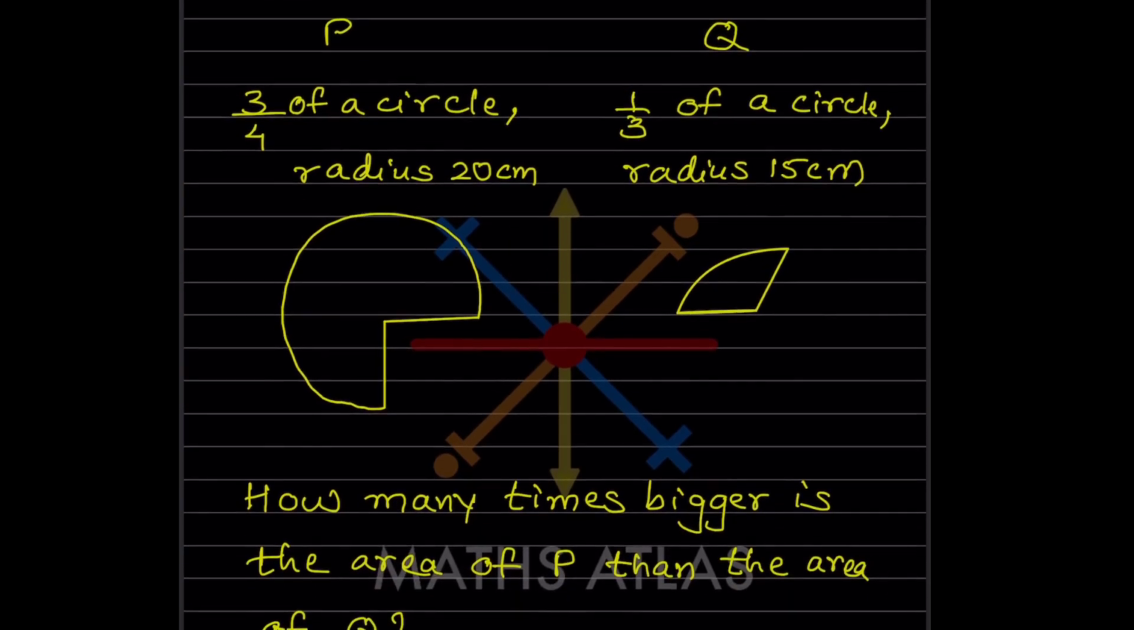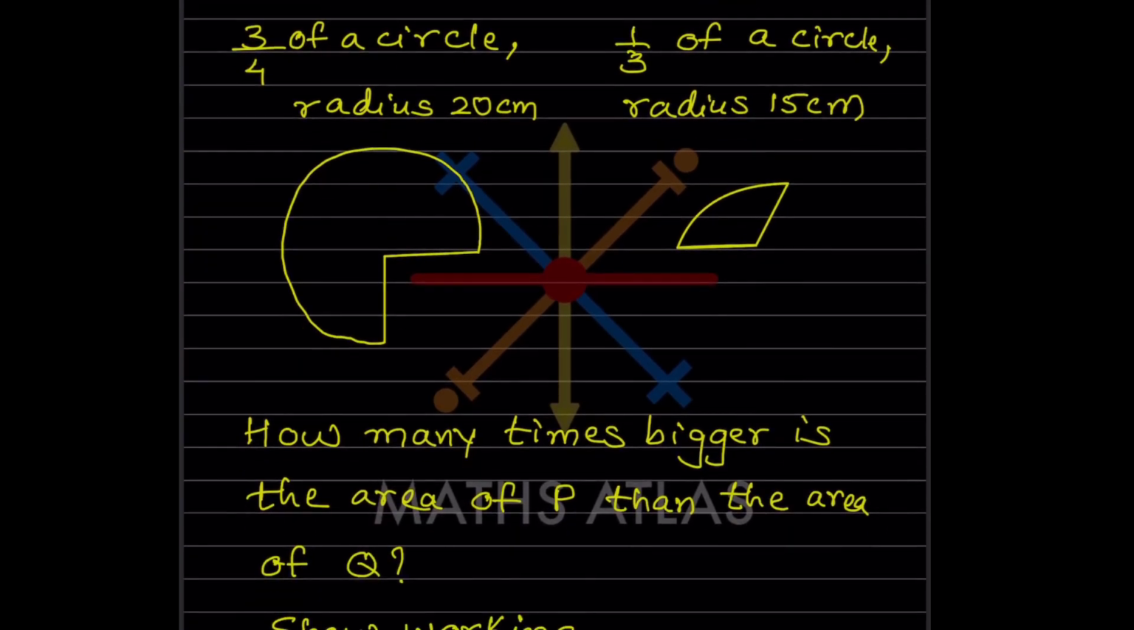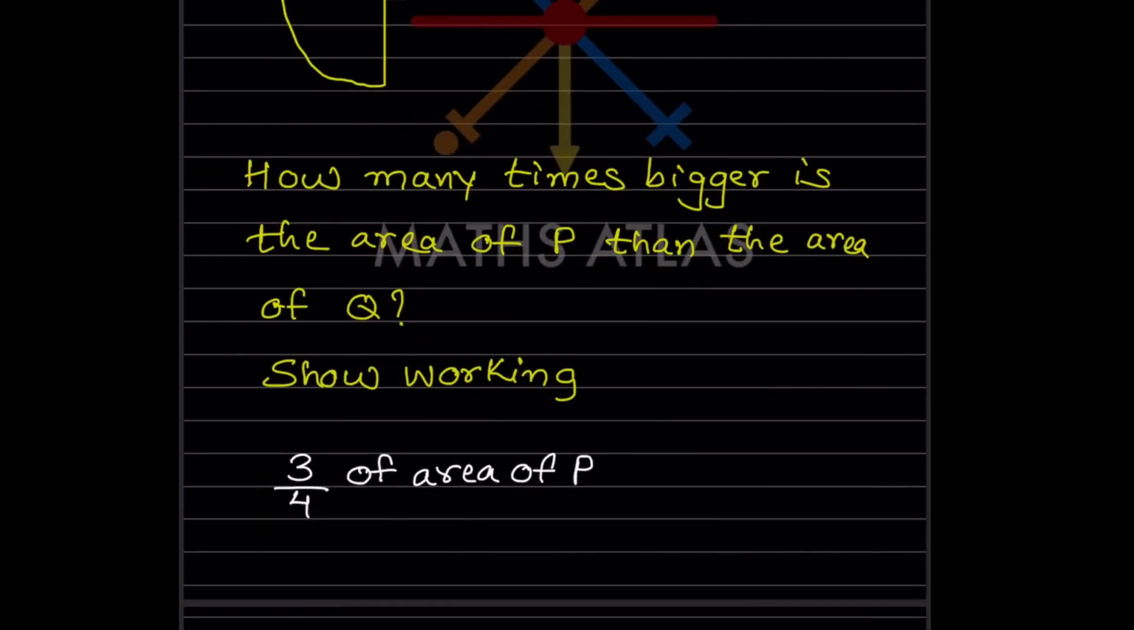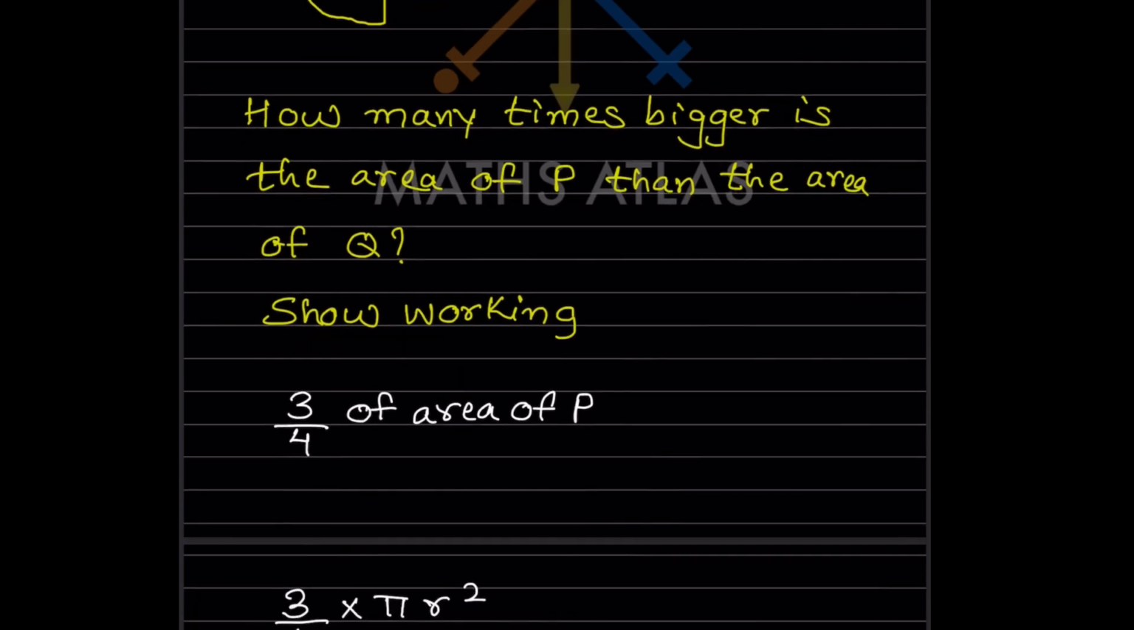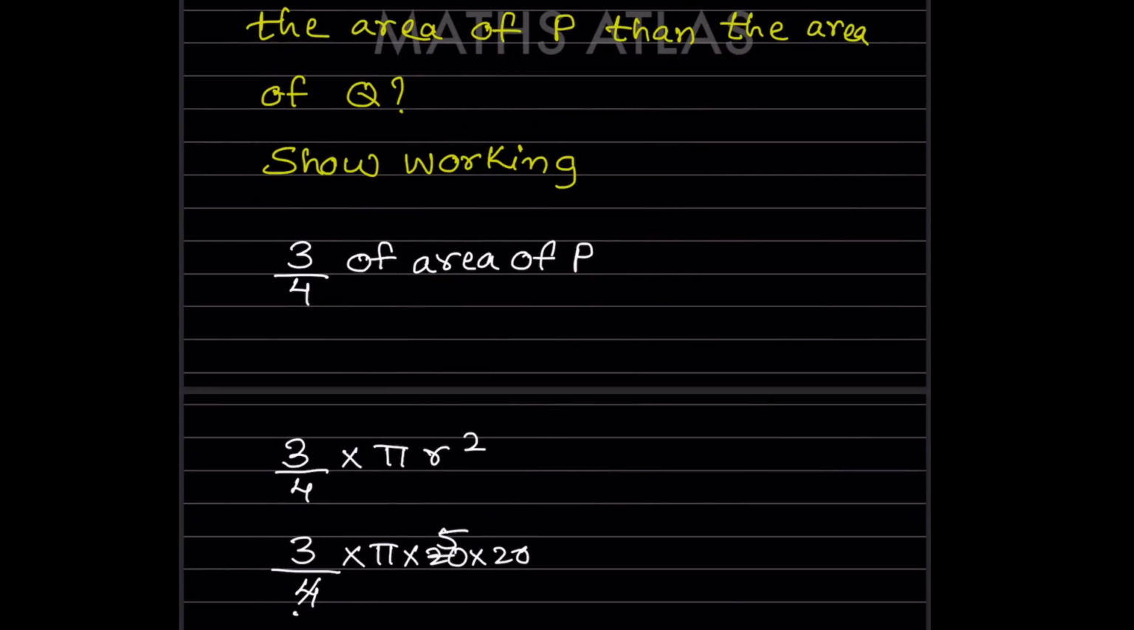Here they ask how many times bigger is the area of P than the area of Q. The area of a circle, the formula is pi r squared. Now they said 1/3 of a circle, and they said show the working. So the area of P is 3/4 of the area of the circle, so that is 3/4 into pi r squared.